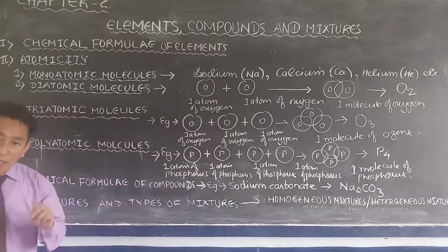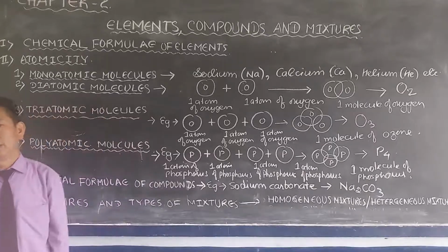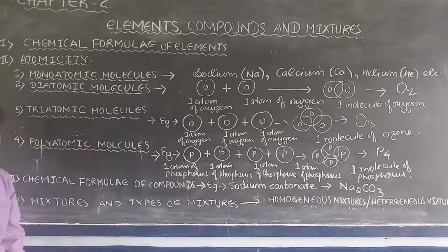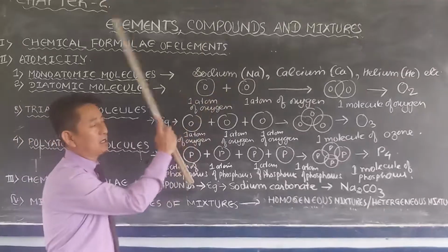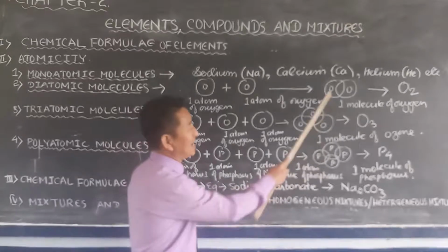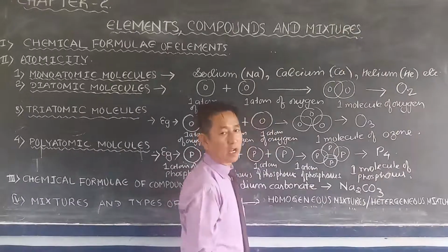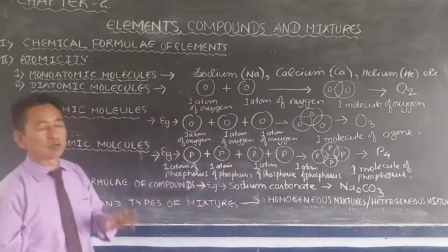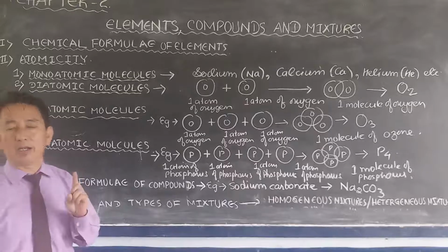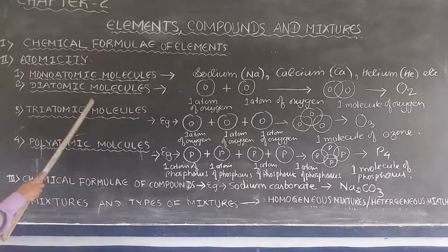Now what are monoatomic molecules? A monoatomic molecule is a molecule which is made up of only one atom, a single atom. All the metals and noble gases are monoatomic. As you can see here, sodium, Na, is a metal and a monoatomic molecule. Calcium, Ca, is a metal and a monoatomic molecule. Helium, He, is a monoatomic molecule. All metals and noble gases are monoatomic molecules because their molecules are made up of only one atom, a single atom.